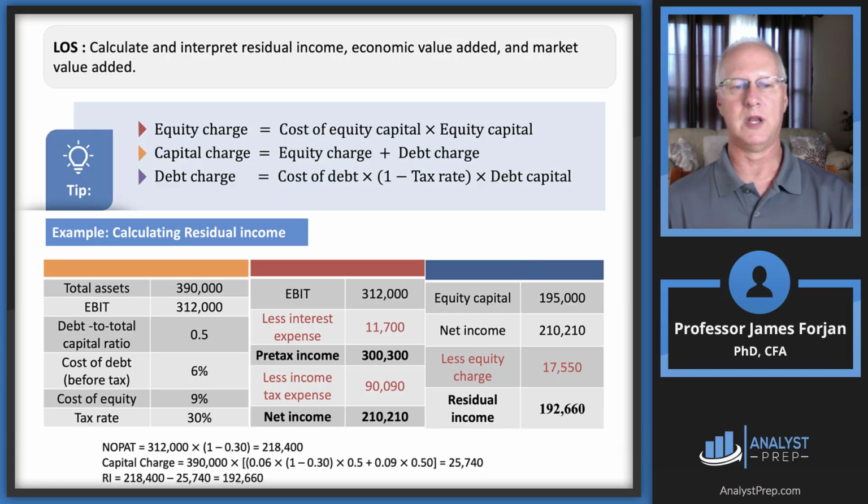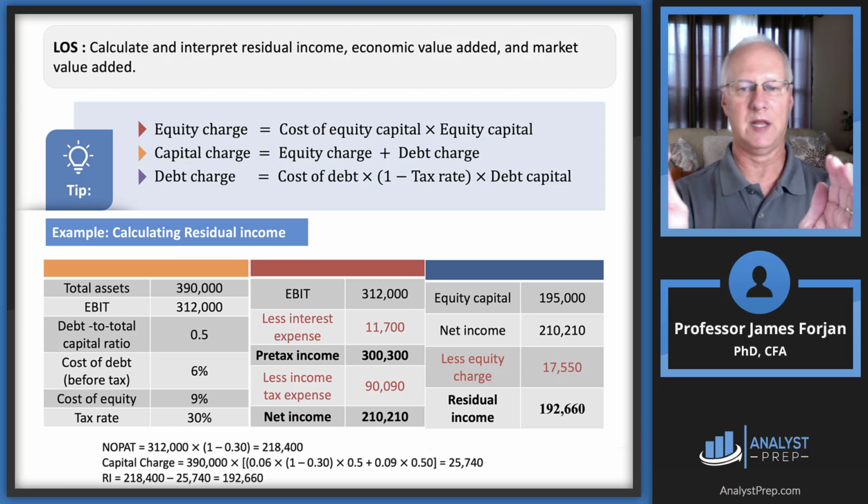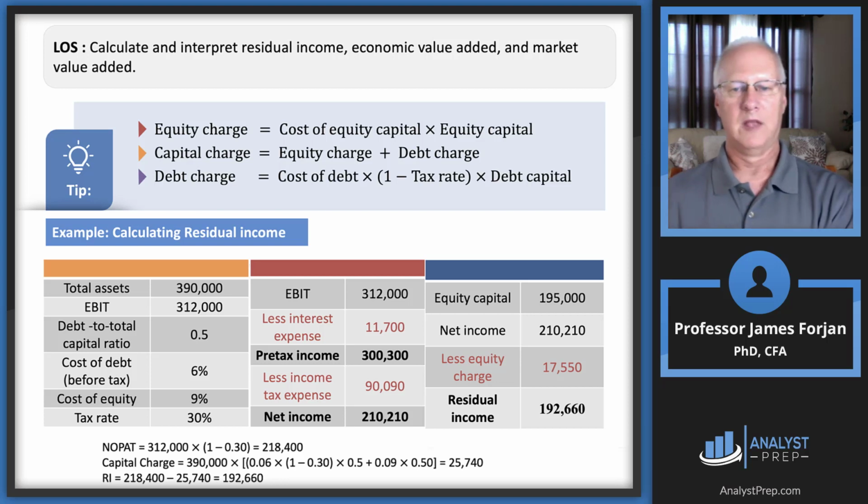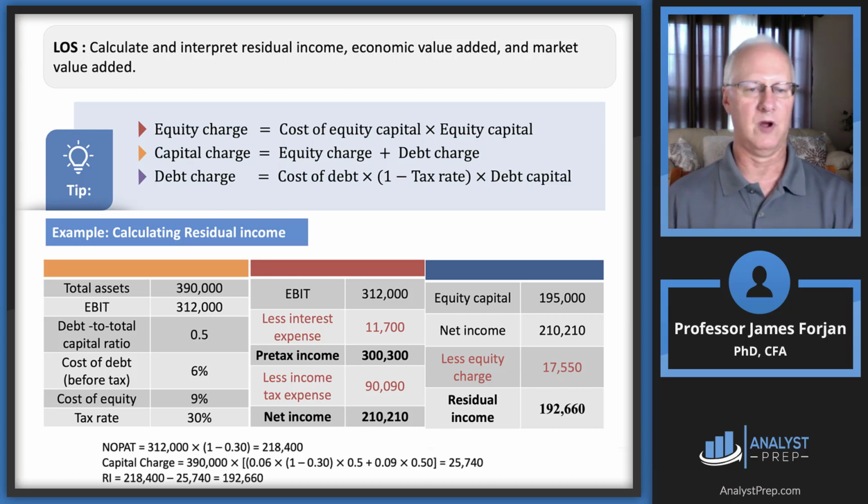Now, if we want to quickly do this over here on the right-hand side, let's start with NOPAT. Let's figure that out. So we'll go with EBIT, multiply that by 1 minus the tax rate. That gets us to the 218. And then the capital charge, remember, we've got 390 worth of total assets. So we've got 390 worth of debt and equity. And so we're going to multiply that by the weighted average cost of capital. And that's what I have in the brackets there: 6% times 1 minus the 30% times our 50% debt, that's the proportion of debt, and then 9 times that 50%. So that gets us 25,740. Subtract that from the NOPAT, you get the same 192,660.